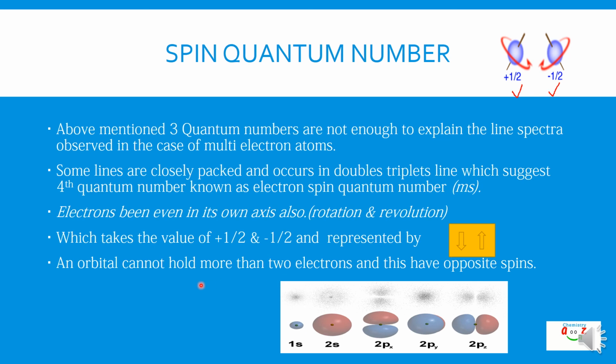An orbital cannot hold more than 2 electrons and this is in the opposite spin जो मैंने यहाँ आपको दिखाया है. Here this is the shape and the energy increasing order. This 1s, then 2s and then 2px, 2py and 2pz student.